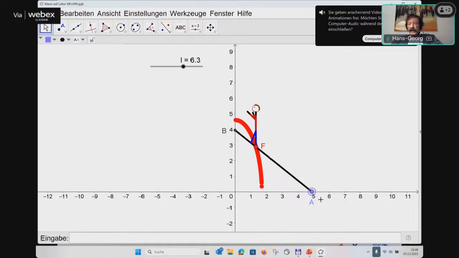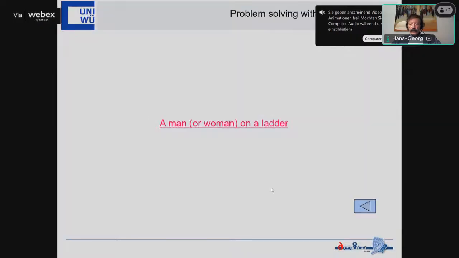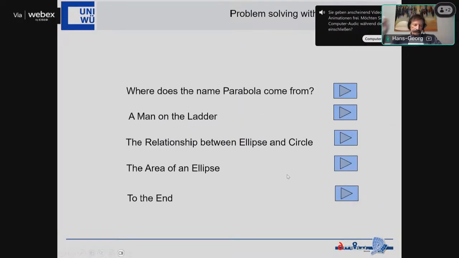It's an ellipse. And especially this way of drawing is a quite interesting idea for an instrument for drawing ellipses, moving around this straight line here. You can of course take a different place of this point and you get different ellipses. I see it as an interesting problem. So this is the man on the ladder.